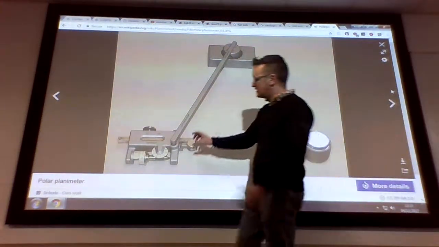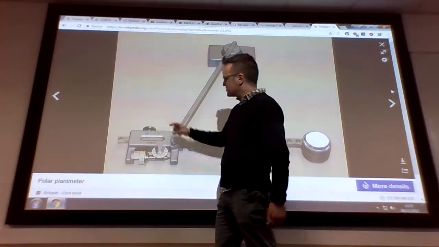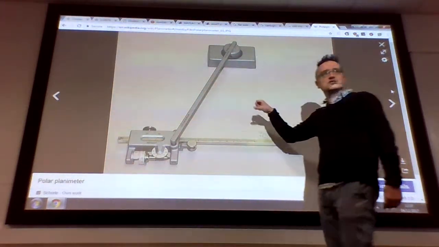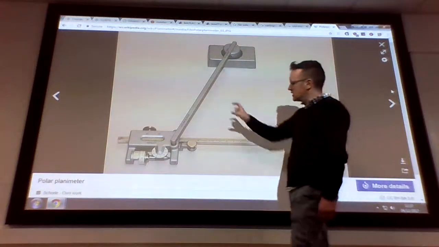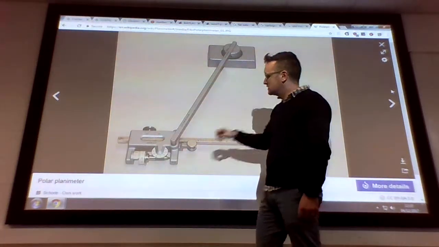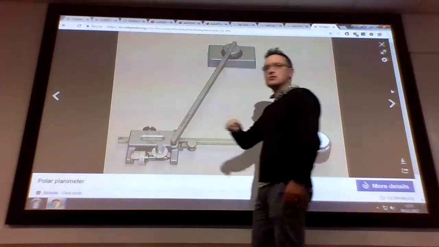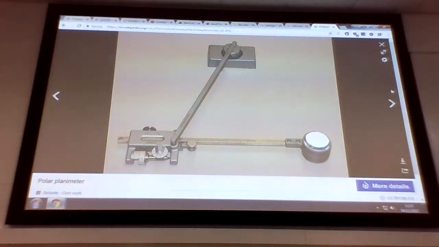As you move this around, these cogs turn and register the movement in the x and y directions and combine it together so that when you finish moving around the curve, the total readout on one of these is the area of the region that you've just gone around. So it's how people worked out areas of regions on maps in the pre-electronic days.